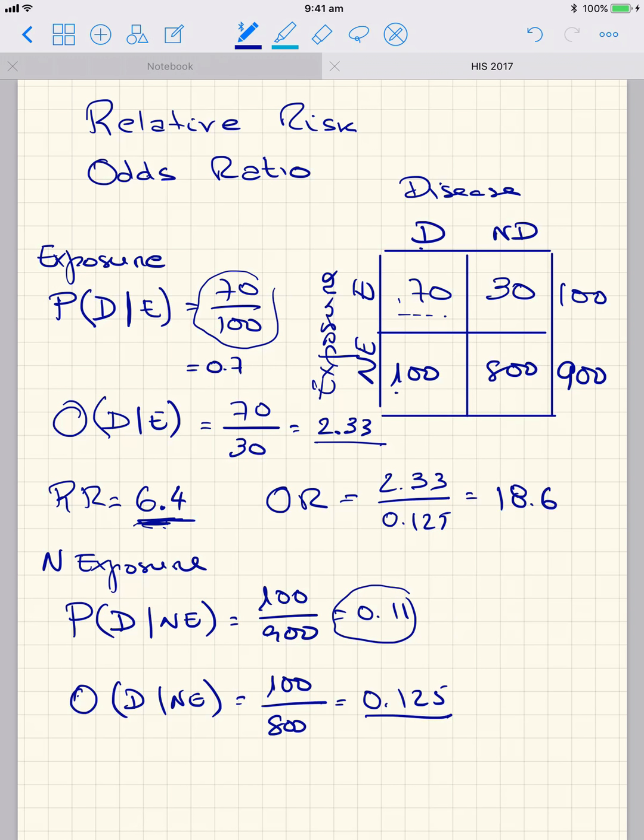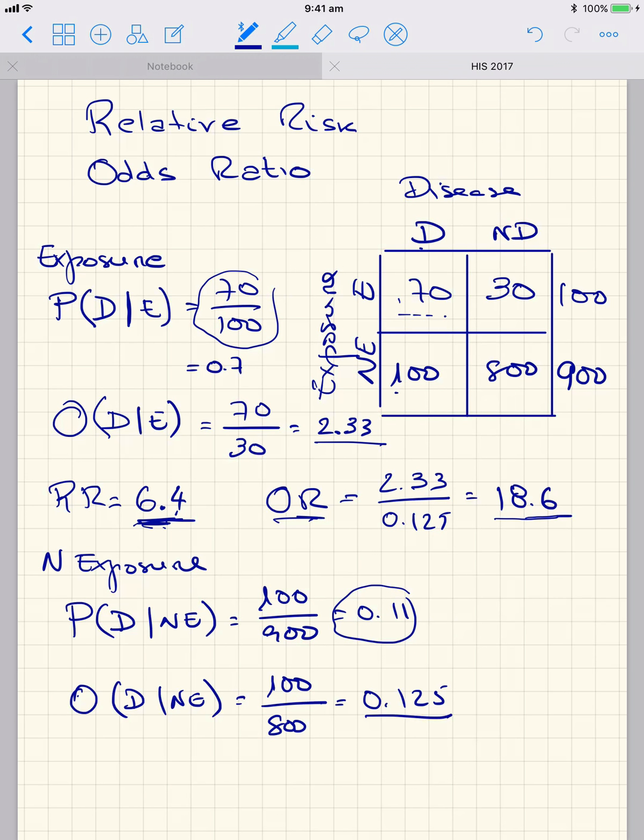The way to interpret these two values: for the risk ratio, or the relative risk, you can say that the probability of someone developing the disease among the exposed group is 6.4 times higher than in the non-exposed group. While for the odds ratio, the odds of developing the disease in the exposed group is 18.6 times higher than in the non-exposed group. I hope I did not make any mistake. I don't think so. These are two ways of quantifying the association between these two variables.